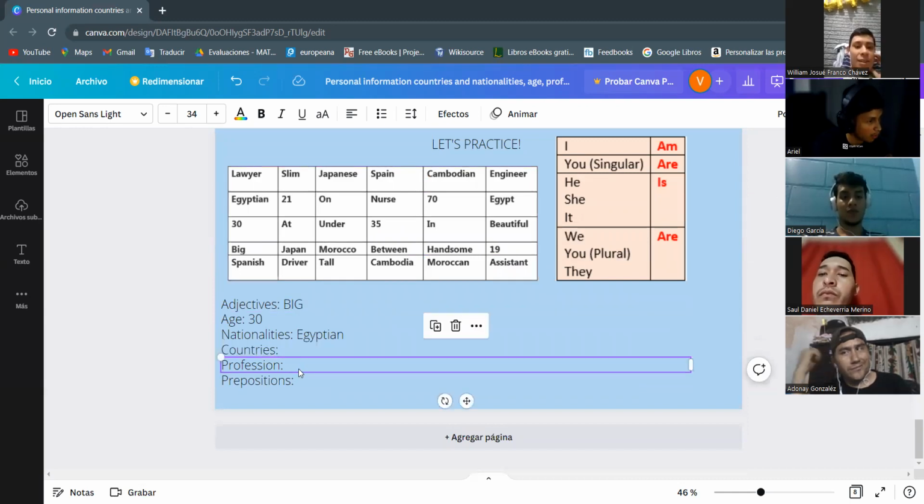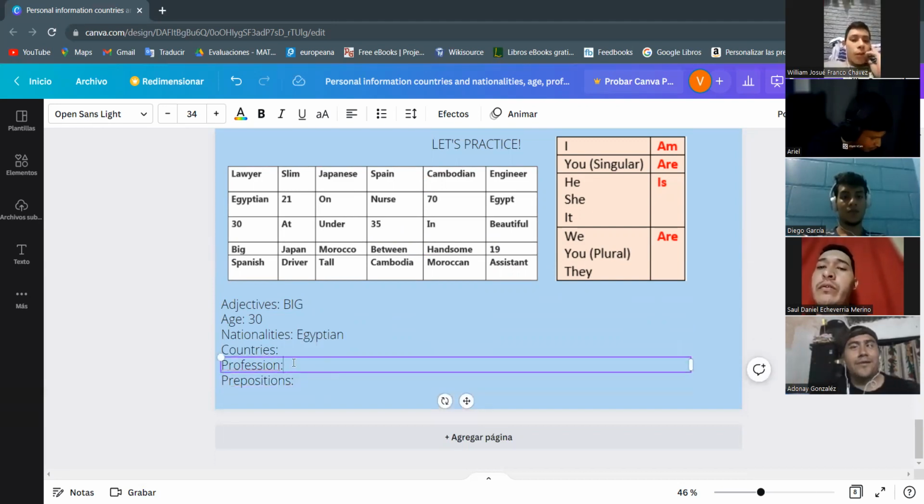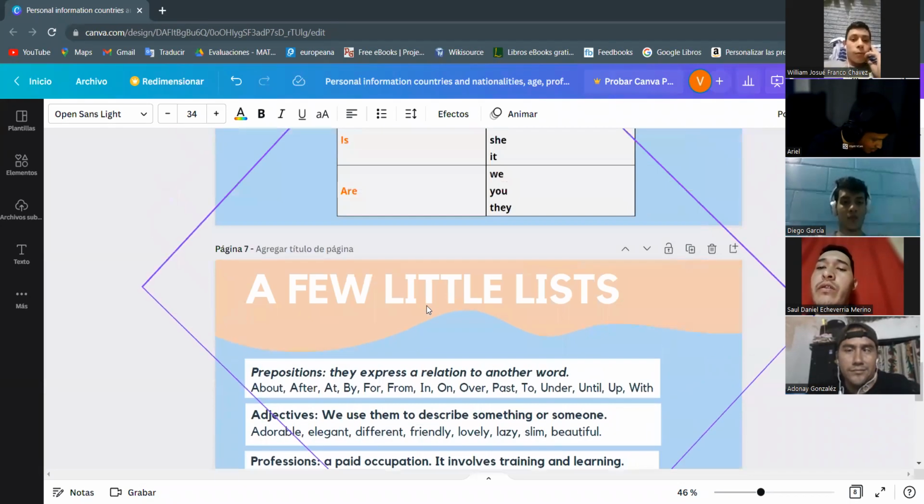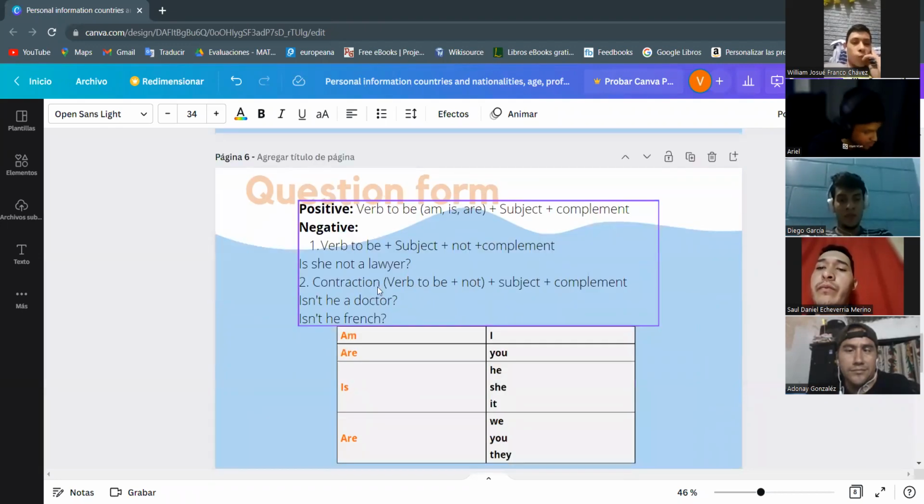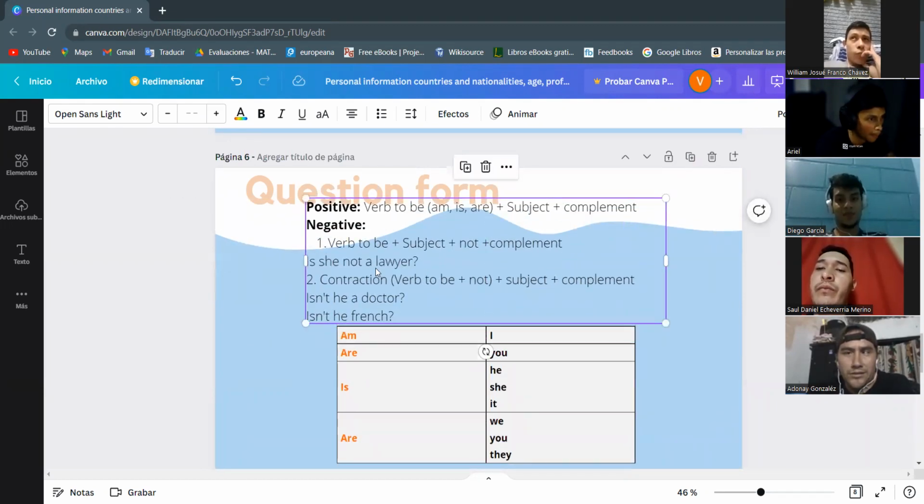Let's see. Profession. Adonai, do you see a profession in the first column? Lawyer. Okay, great. Thank you. Give me a negative question. It is not this one. She is no liar. Okay. Let's see. He's not a lawyer. What's the verb to be in your sentence?